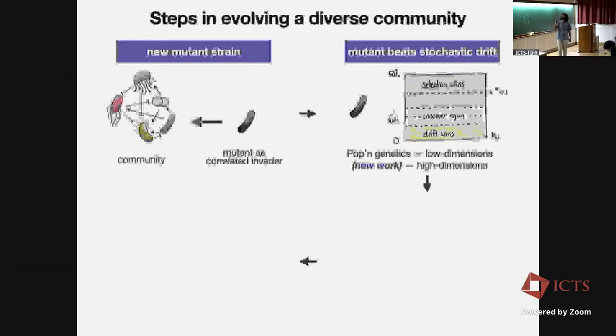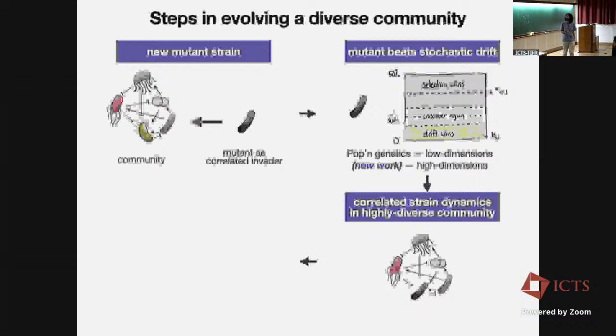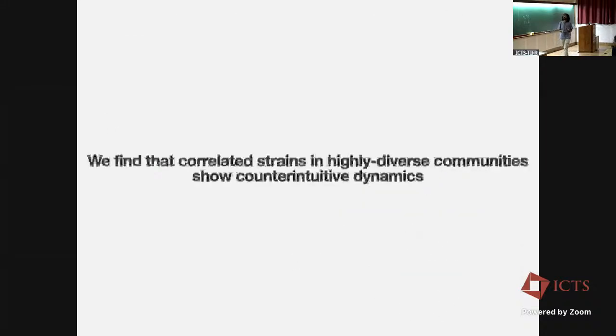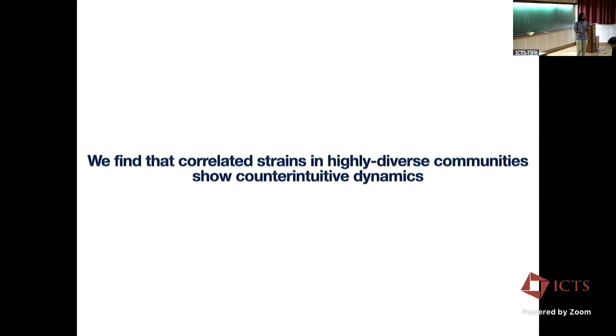Of 4, just the idea that this mutant has to beat stochastic drift in order to do anything to the community. But even if it manages to do that, you now have to worry about the dynamics of this correlated strain in a highly diverse community. And there also it turns out that there are lots of counterintuitive dynamics that you would observe compared with what you would expect from the simple high-dimensional ecology picture.